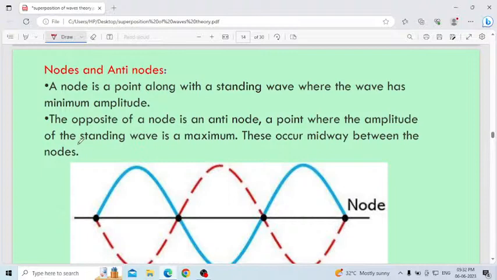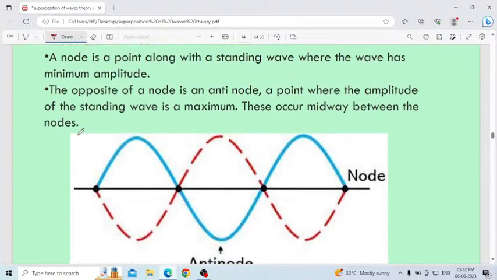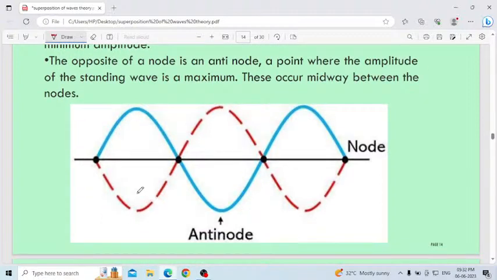What is meant by nodes and antinodes? Consider this is a single wave. What is meant by wavelength? The distance between two successive crests or troughs, we consider as a wavelength. From here to here, we consider as a wavelength.